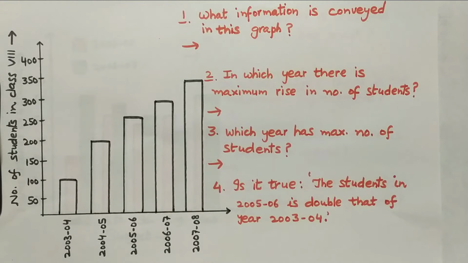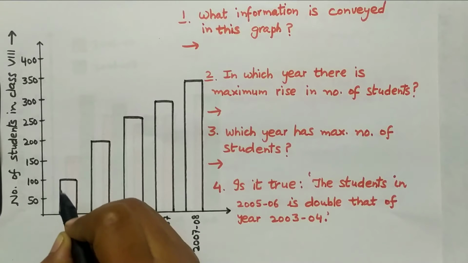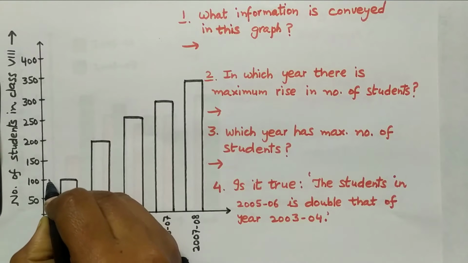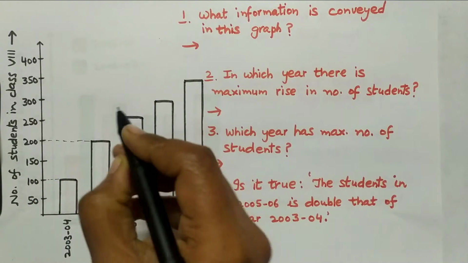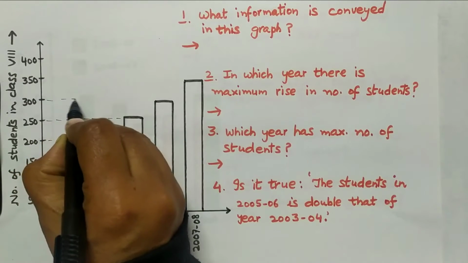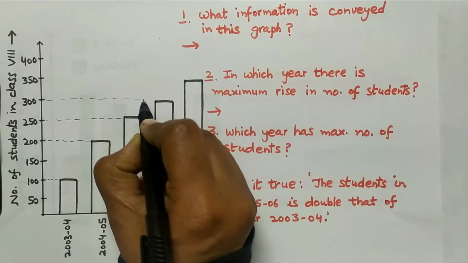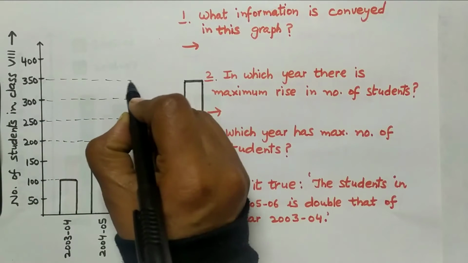So from here we may say that it is the information about the number of students of class 8th of some school in particular sessions. Here we begin with these tips. We join the top of all the bars with the y-axis values like this. We make a dotted line, and we may take the help of a scale also. It is the first step we have to do.